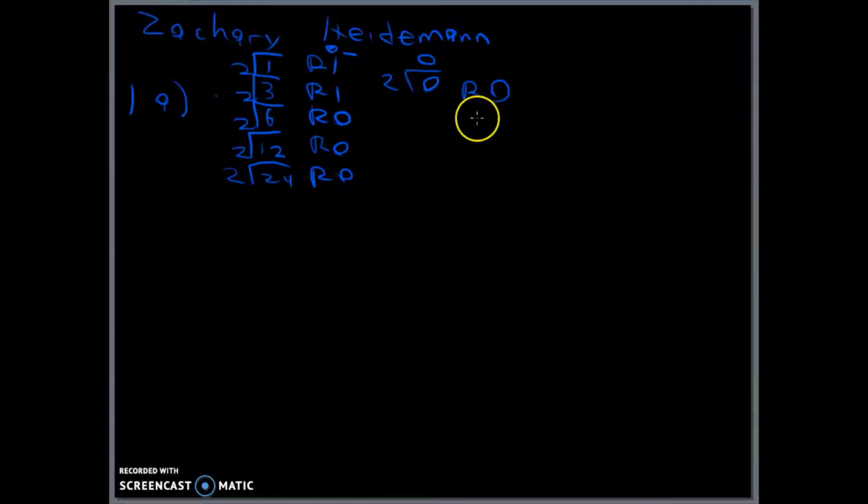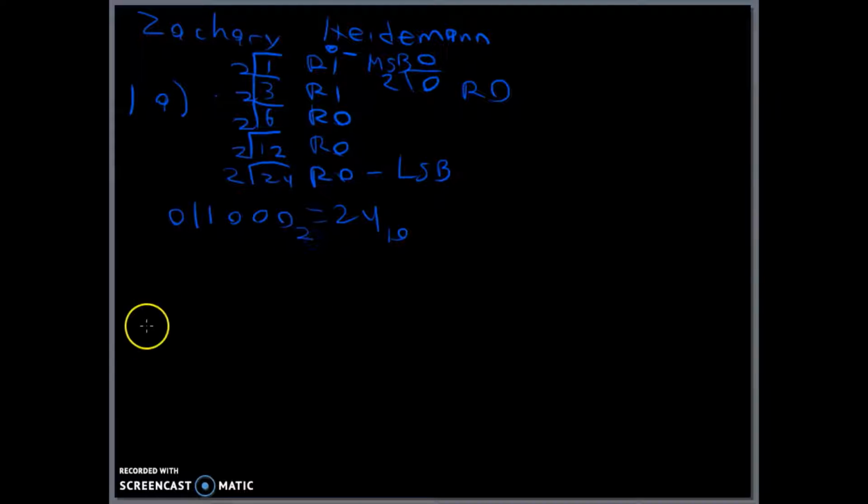So this up here is going to be our most significant bit. Down here is going to be our least significant bit. And now if we chain those together with our unnecessary 0, we have this value, which represents our base 10 value of 24.